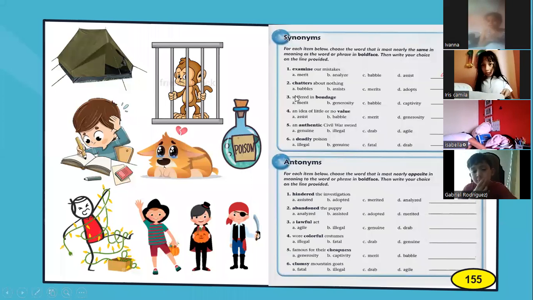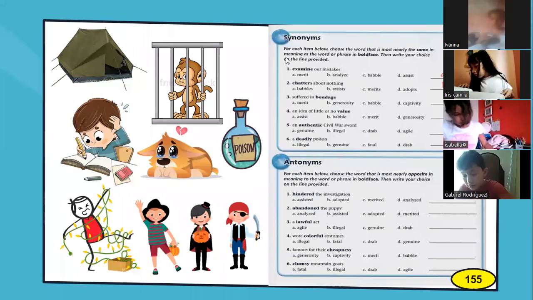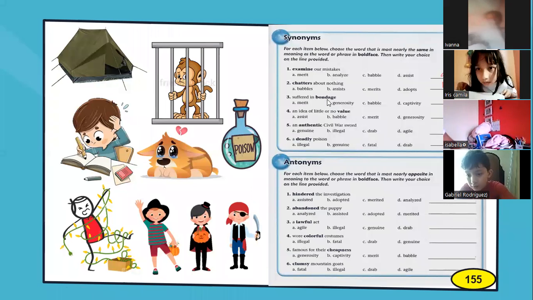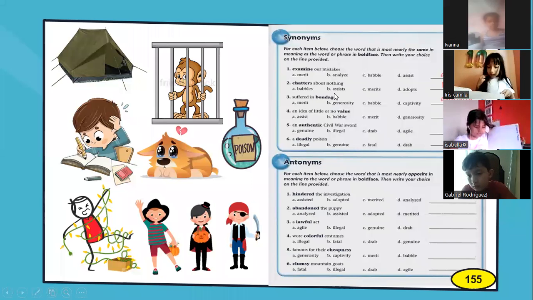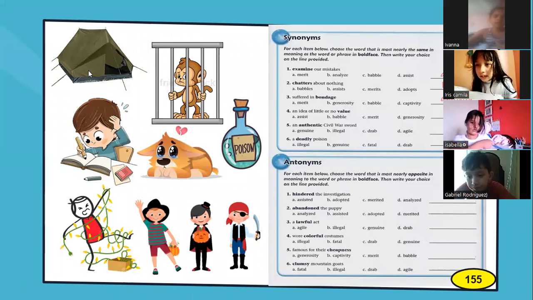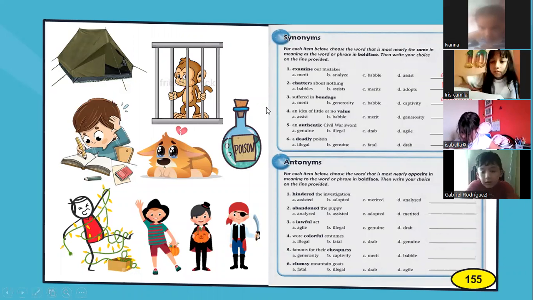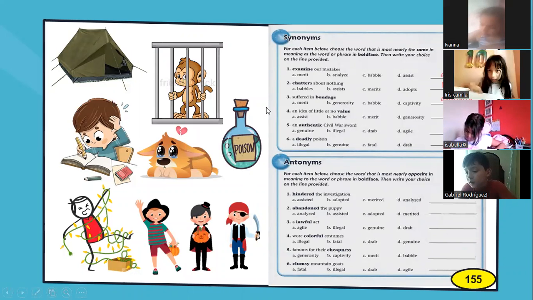Number two, synonym for shatters. Bubbles. Yes. Number three, suffered in bondage. Captivity. No, because you don't suffer. When you are generous, or because someone is being generous with you, you don't suffer.